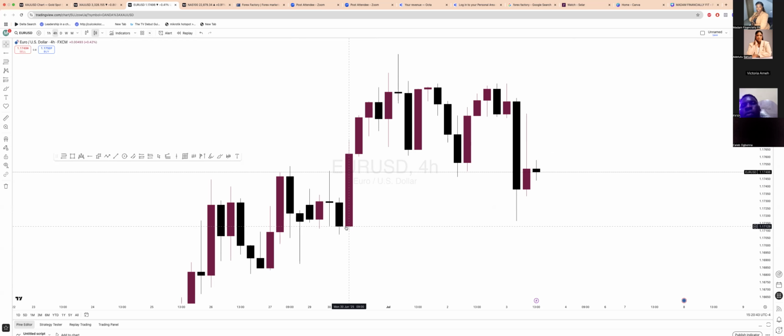What price is that? Can you guys see the price that is written in black at the end of the screen where our cursor is? Call it out for me.